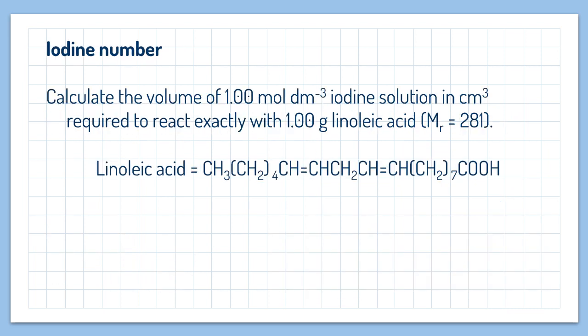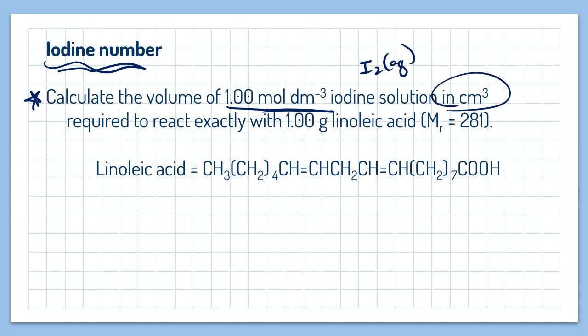So let's go ahead and practice a little bit of a calculation with iodine numbers. Let's say that our problem is that we want to figure out the volume of 1 molar, so 1 mole per cubic decimeter, iodine aqueous solution. And I want to find that volume in cubic centimeters. I want to know what that volume is that would be required to exactly react with 1 gram of linoleic acid. It gives us the molar mass, which is kind of nice. I don't have to go and calculate it. So molar mass, 281 grams per mole.